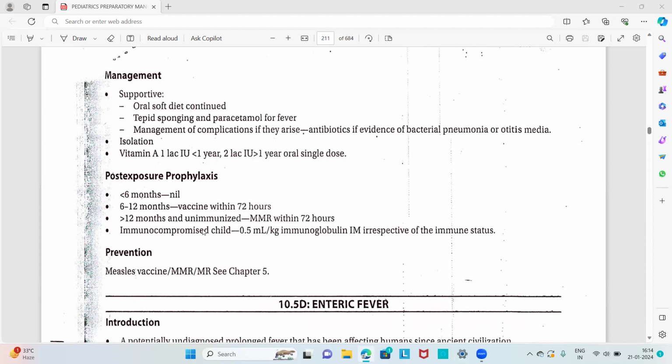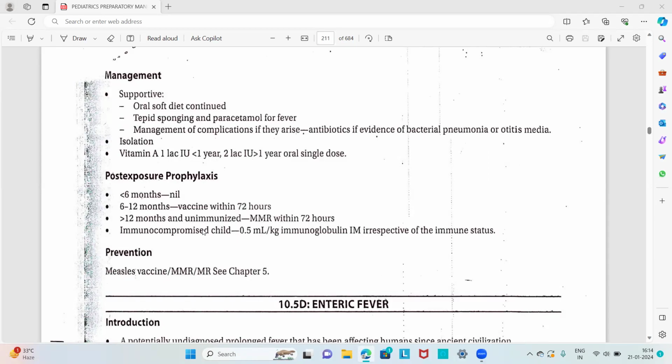Then what is the post-exposure prophylaxis for measles? In a child less than 6 months old, there is no post-exposure prophylaxis. But in the case of 6 to 12 months of age, after exposure to the measles primary source, we have to give the vaccine within 72 hours. There will be a better prognosis.